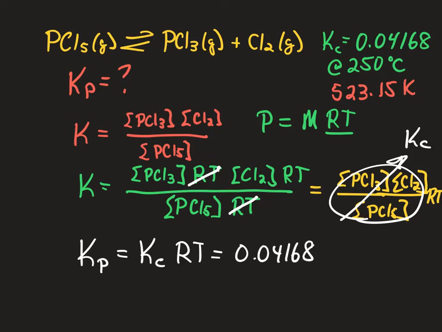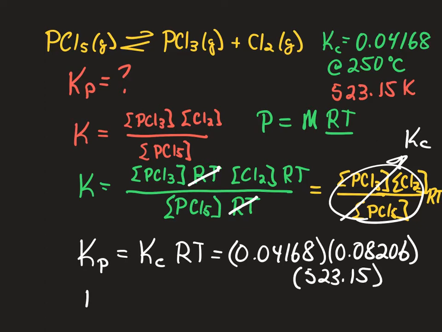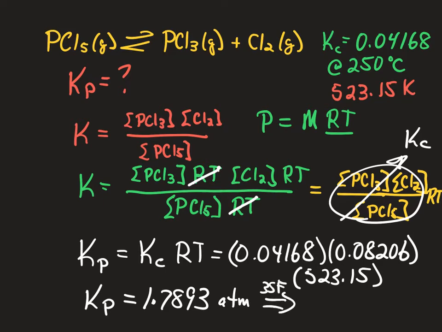which is 0.04168 times 0.08206 times 523.15. And so our equilibrium constant in pressure terms is 1.7893, and that will come out in atmospheres to 3 significant figures. It would be 1.79 atmospheres as our final answer.